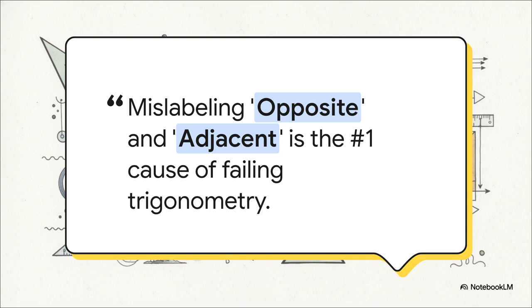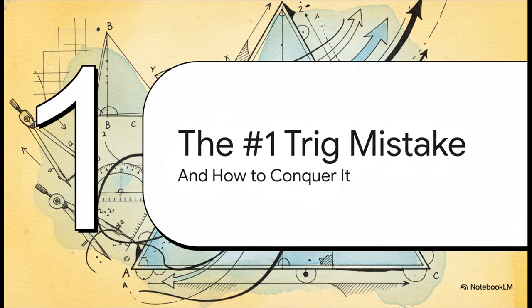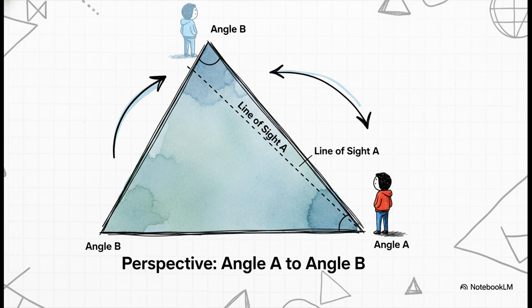Yeah, that's it. This tiny little mistake causes this massive domino effect of wrong answers. But here's the really good news. It is completely avoidable. So in this explainer, we are going to attack that number one mistake head on. Seriously, by the time we're done here, you are going to be able to conquer this thing with confidence every single time.